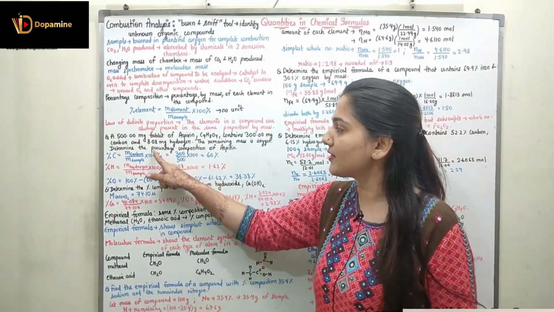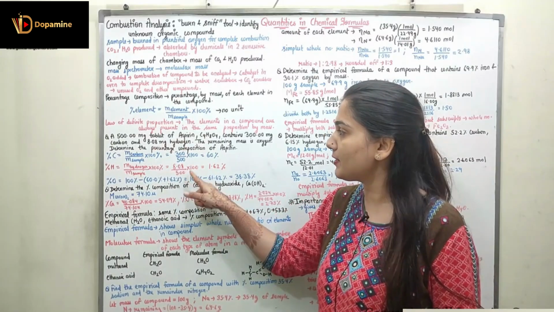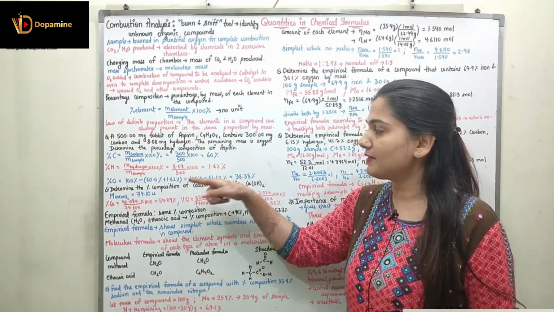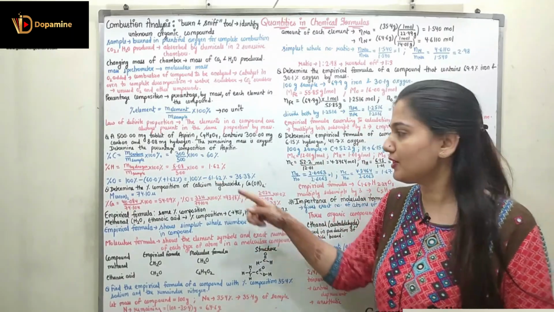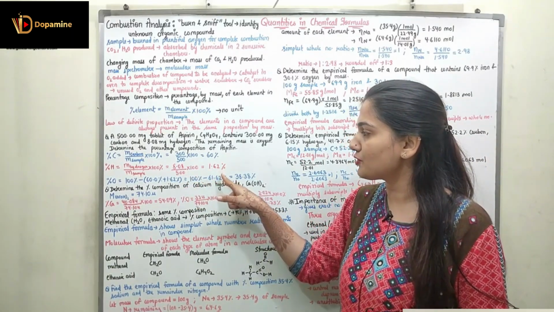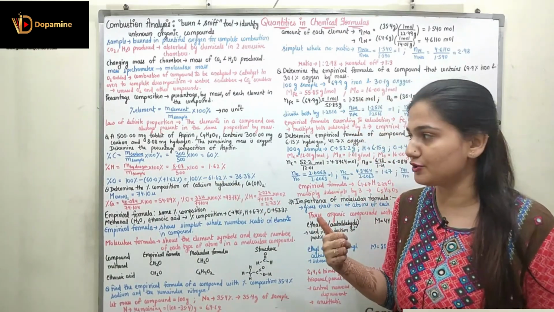Mass of hydrogen, it is given, it is 8.08 milligram divided by the mass of aspirin, which is 500 milligram multiplied with 100. So both of them are having same unit, so the units are cancelled out, and the percentage composition is 1.62 for hydrogen.